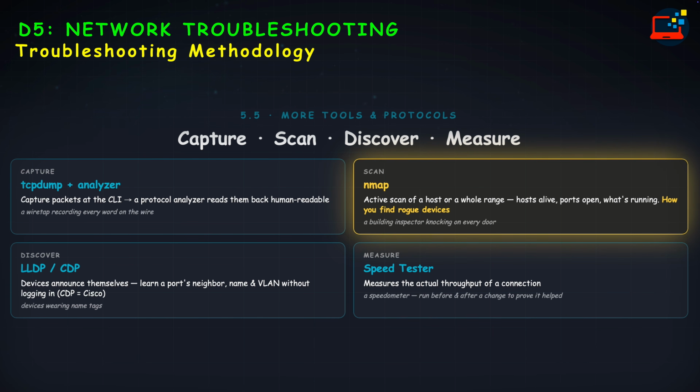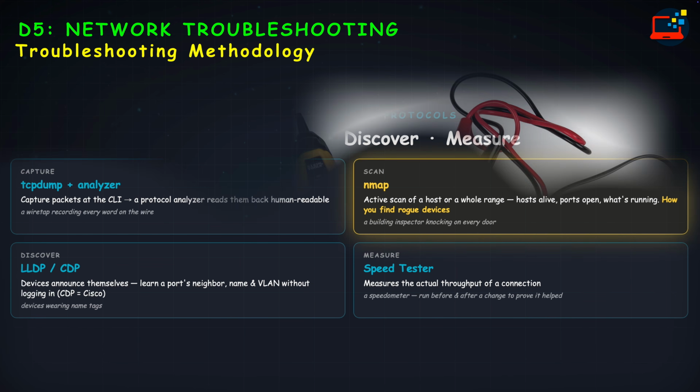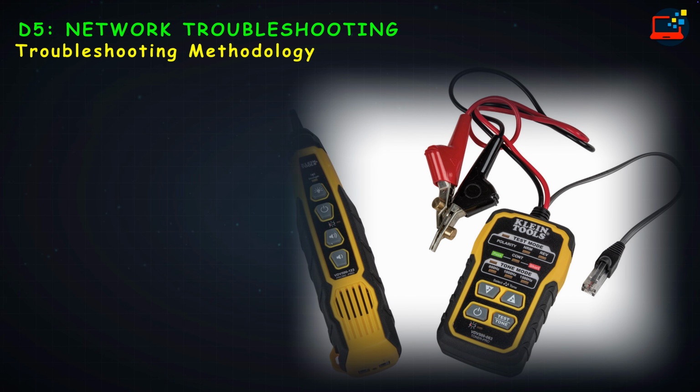There are also two discovery protocols and a measurement tool worth naming. Link Layer Discovery Protocol, LLDP, and its Cisco equivalent, the Cisco Discovery Protocol, CDP, let network devices announce themselves to their neighbors so you can learn what is plugged into a switch port, its name, and its VLAN without logging into it, like devices wearing name tags. And a speed tester measures the actual throughput of a connection, the speedometer you run before and after a change, to prove it helped. Now the hardware tools, the physical instruments.